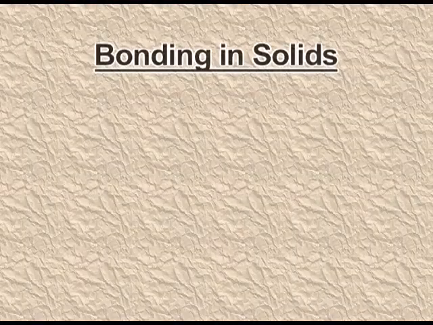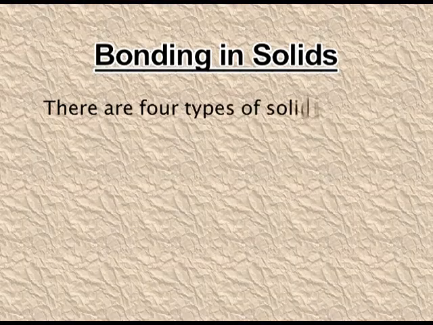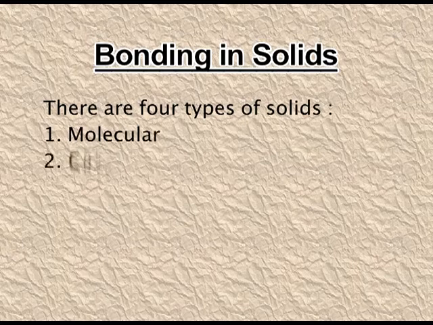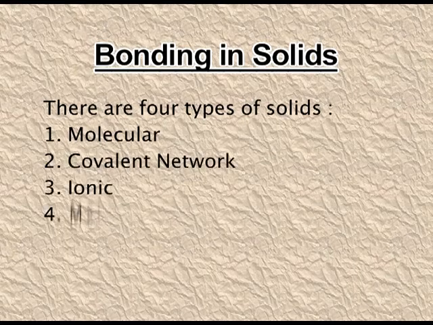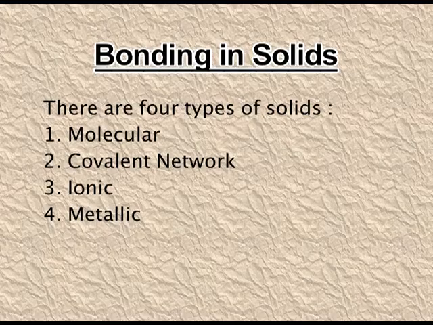Depending upon the nature of the bonding, crystalline solids are further classified. Let's see that. Bonding in the solids, specifically these solids are now the crystalline solids. There are 4 types of solids: molecular, covalent network, ionic and metallic. They are all depending upon the nature of the bonding.